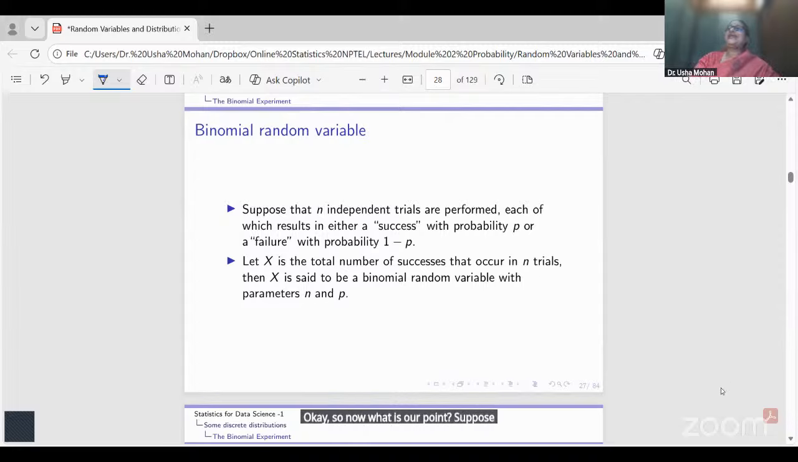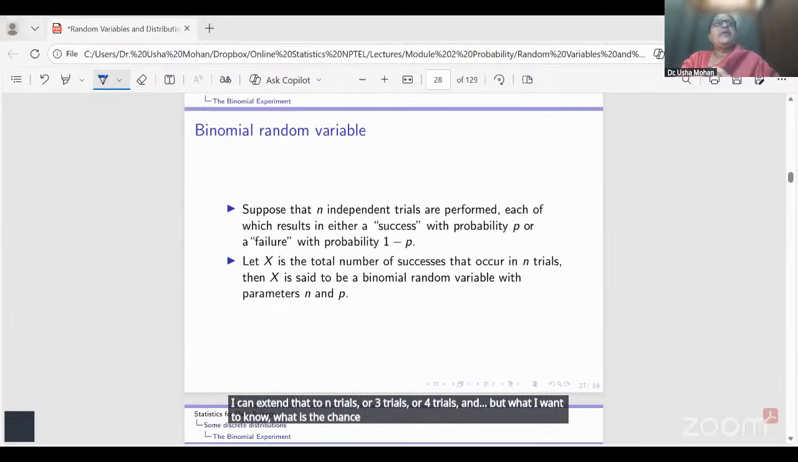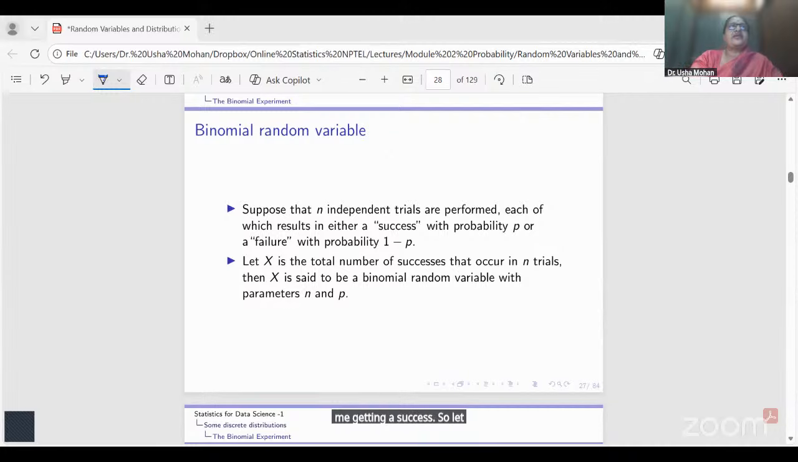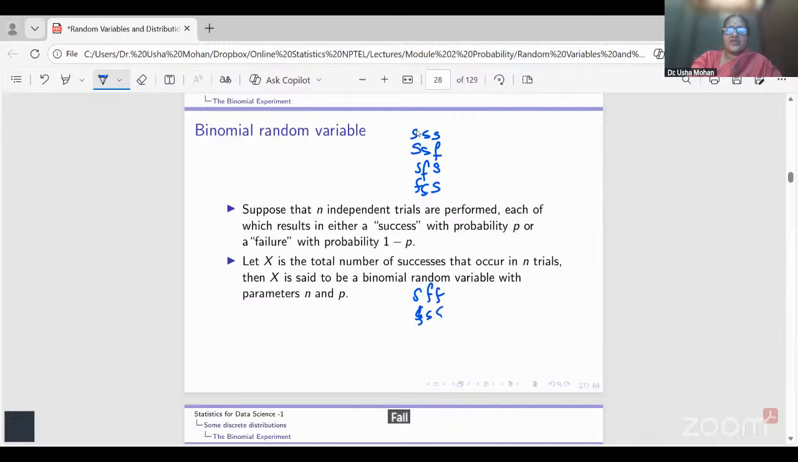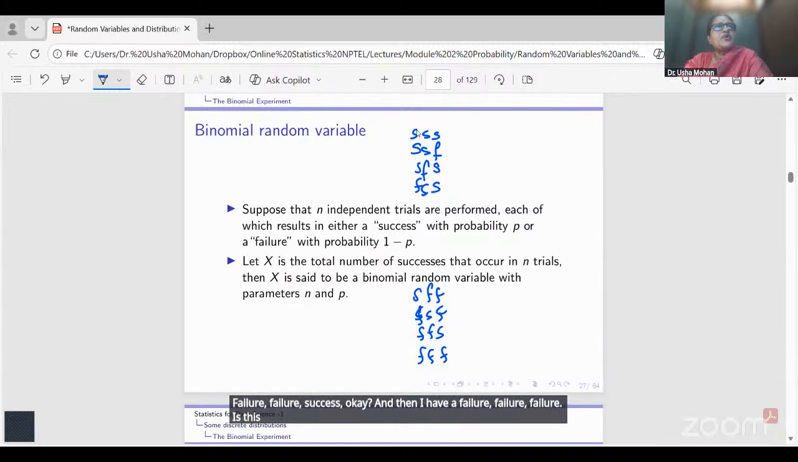So what is our point? Whatever I did for 2, I can extend to n trials, or 3 trials, or 4 trials. But what I want to know is the chance of me getting a success. So let's look at 3 trials. What are the possible outcomes? I have success-success-success, success-success-failure, success-failure-success, failure-success-success, success-failure-failure, failure-success-failure, failure-failure-success, and failure-failure-failure. Is this right? These are the possible outcomes.